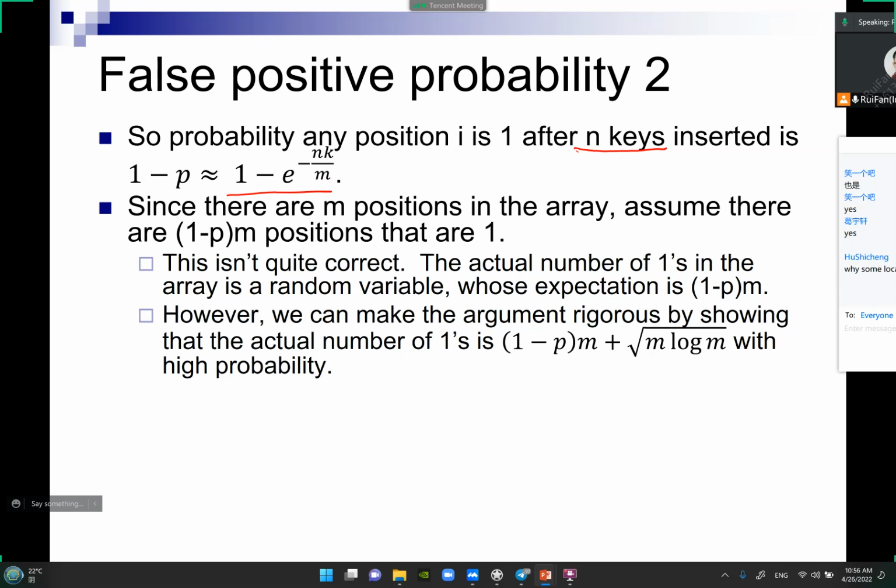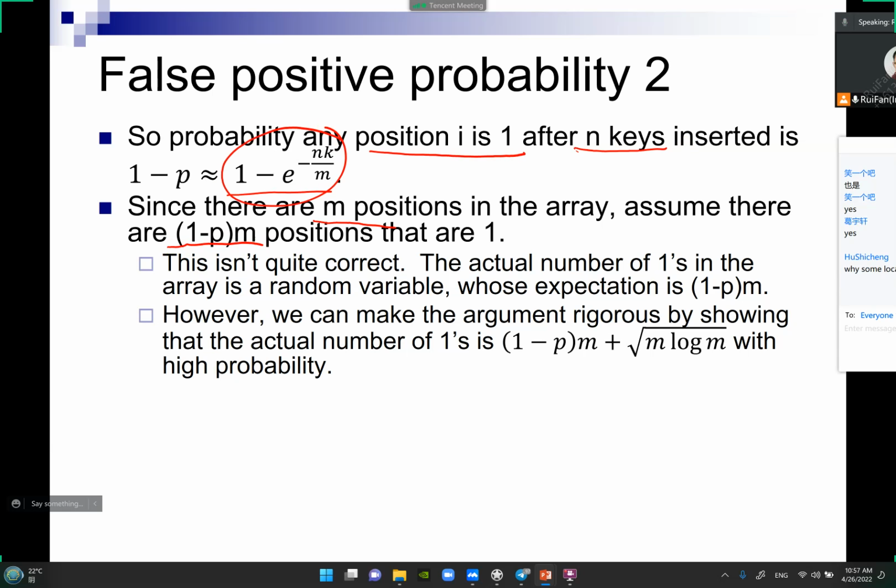Okay, so now we have m. This is the probability that any position i is going to be 1 after you insert n keys, right? And in this array, you have m different positions. Because each position is 1 with this probability, then in expectation, you're going to have this number of positions which are 1s. This is the expected number of positions which are 1 after you do n key insertions.